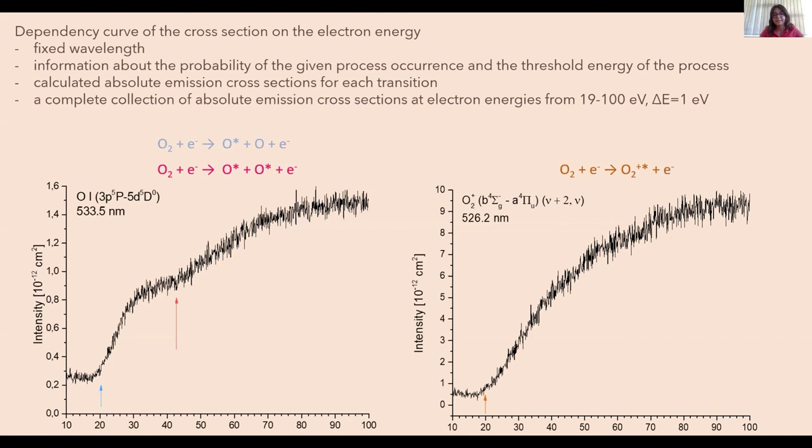With the help of these dependency curves, we calculated absolute emission cross-sections for each transition, and we bring a complete collection of absolute emission cross-sections for all these transitions at electron energies ranging from 19 to 100 electron volts with one electron volt step. This is a major contribution to previous research because the emission cross-sections are often calculated only for discrete values of electron energy or are not determined in absolute values. The collected data is then used as reference data and will be helpful in the analysis of spectroscopic data from the already mentioned Rosetta mission.